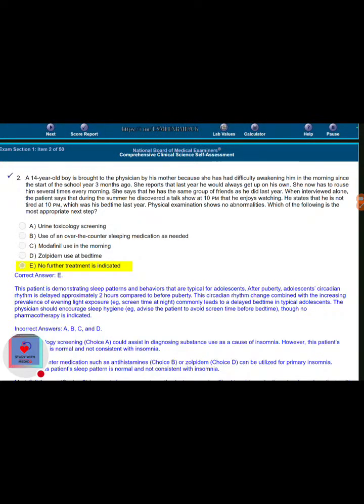A 14-year-old boy is brought to the physician by his mother because she has difficulty awakening him in the morning since the start of the school year 3 months ago. She reports that last year he would always get up on his own. She now has to rouse him several times every morning.